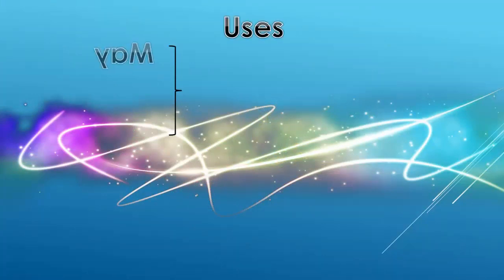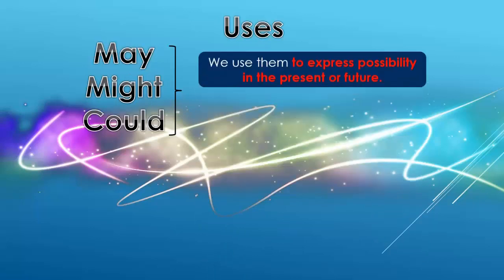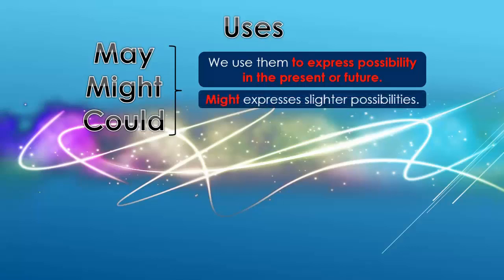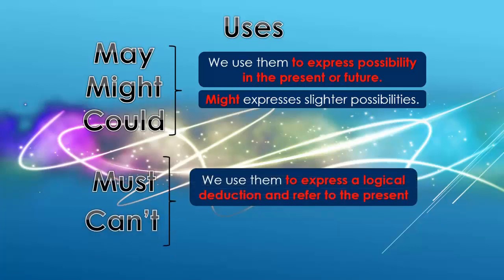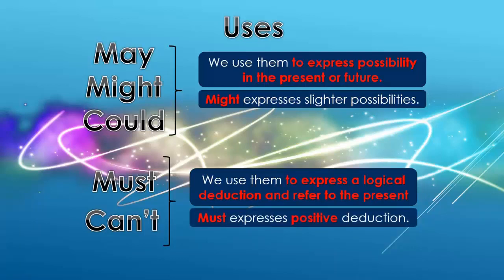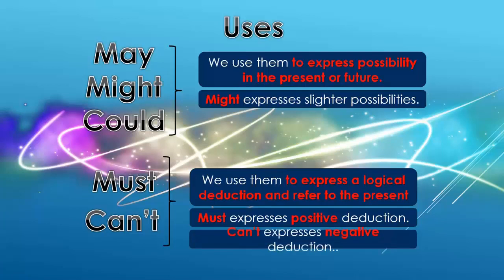How do you use these modal verbs? We have some modal verbs like may, might, and could that we use to express possibility in the present or future. We use might to express slight possibility. We use must and can't when we want to express logical deduction and refer to the present. And must expresses positive deduction, and can't expresses negative deduction.